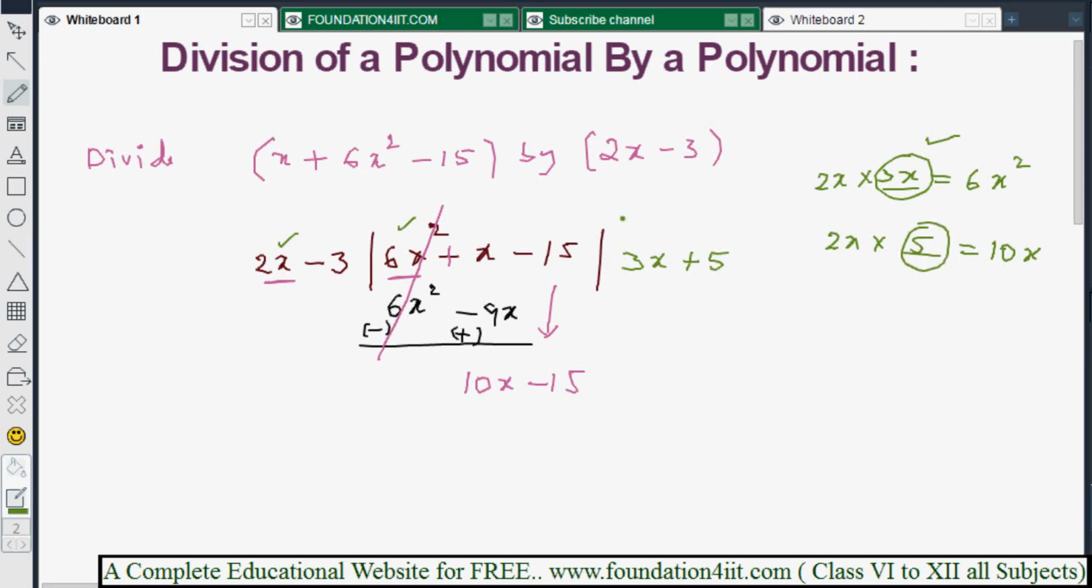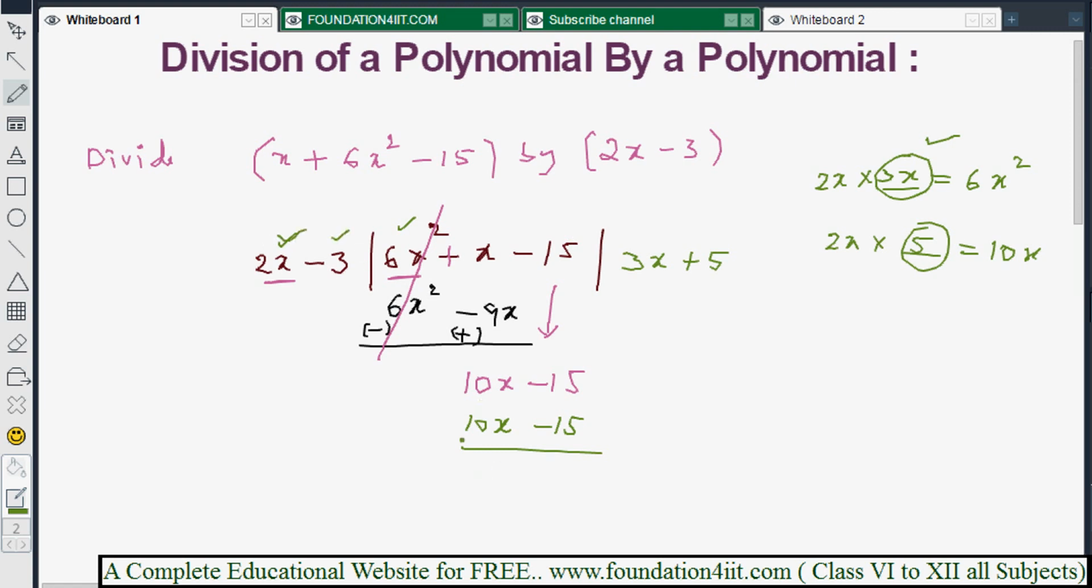Now the same method. Take this plus 5 and multiply each and every term in this. Now 5 into 2x is 10x. Again 5 into minus 3 is minus 15. Now take this plus 5 and multiply with both, 2x and minus 3.